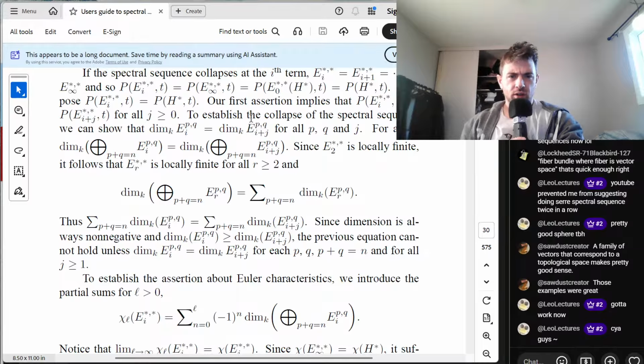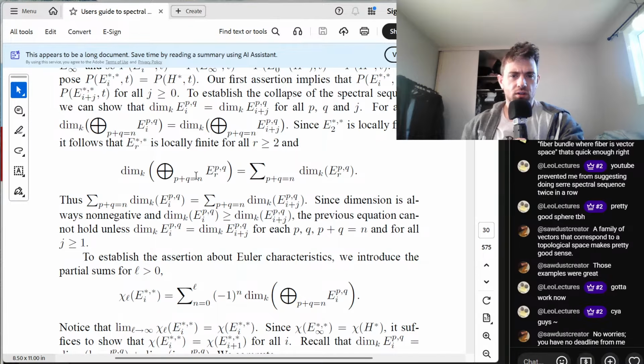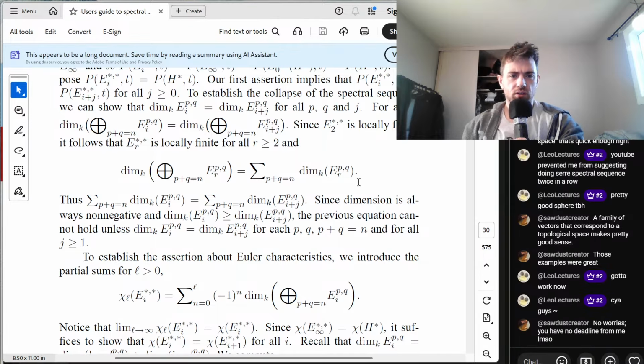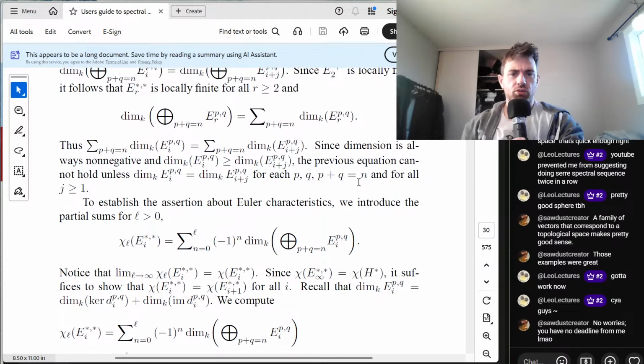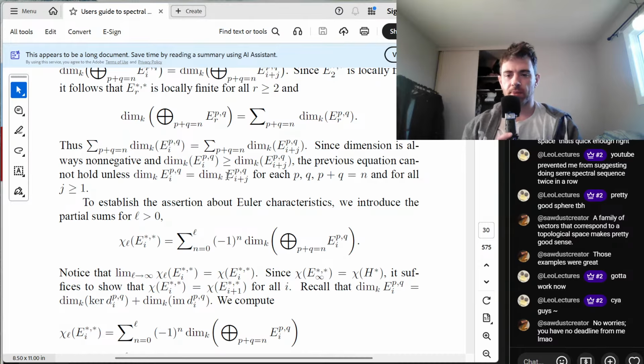Okay. Right, so where was I? I'm happy with the fact that each of these dimensions are equal. Since E2 is locally finite, ER is locally finite, sure. And this is true. Yes, I believe it. Thus, these sums are true. And since the dimension is always non-negative, and these are bigger than this, then it can only hold if these are equal at every level. Yes, okay, great, fantastic.